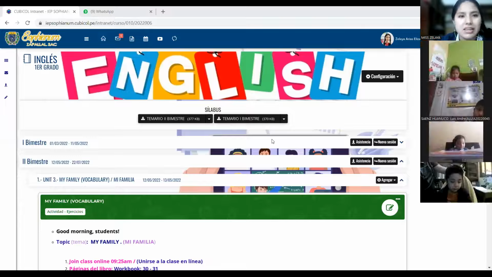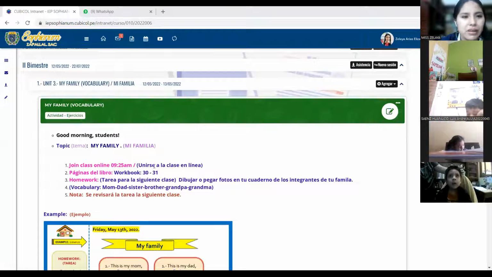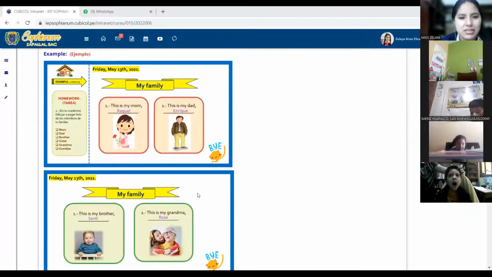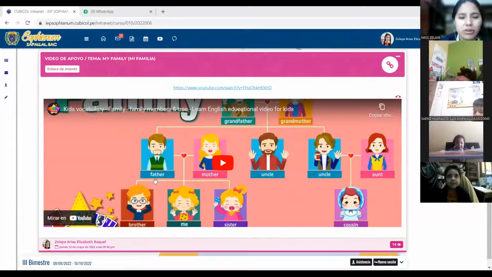Okay. The class is about the family. And here in Cubicol, you are going to see the temario. Recuerden añadir en su cuaderno de inglés, debe de tener carátula del segundo trimestre, temario del segundo trimestre, y luego continuamos con la clase de hoy. The class of today is about my family. This is the class of today. This is the homework for today. And here you are going to watch a video about my family. Okay, so let's start with the class for today.